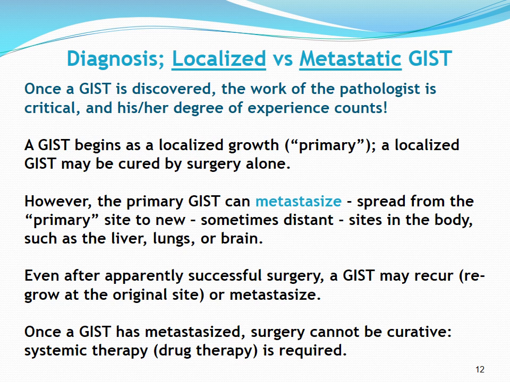After a GIST has spread in the body, moved to distant sites like the liver or the lungs, then surgery can no longer suffice. Surgery can no longer cure the disease because it's spread throughout the body. That means that systemic therapy, and that usually means drug therapy, is necessary.